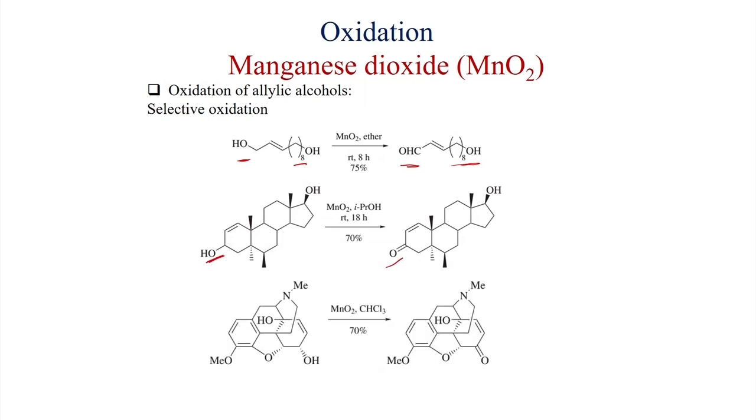Also, a complex heterocyclic molecule, here you can see the two OH groups, both are allylic, but one is secondary, another is tertiary, and the tertiary does not do any rearrangement like we have seen in PCC cases, but here selectively the secondary allylic alcohol is converted to the enone with MnO2.